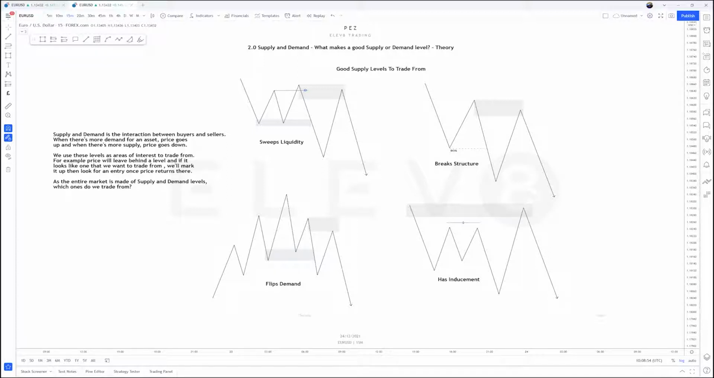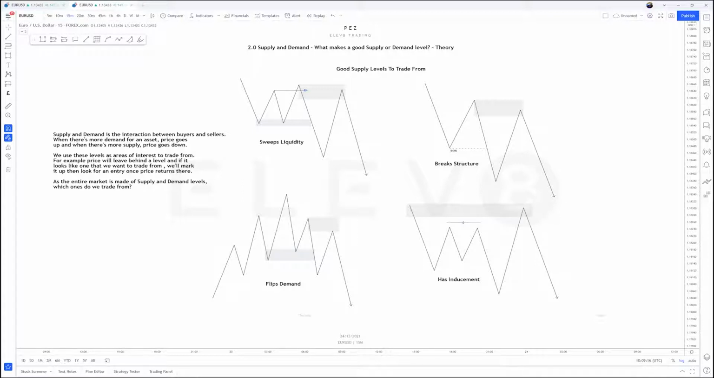So we'll pick a level, and then as soon as price gets back to there, we'll look for an entry. So we'll mark that level up, and if it ticks these boxes, then that's what makes it a good level to trade from. The whole market's made up of supply and demand levels, so we have to be specific of which ones we want to trade from.